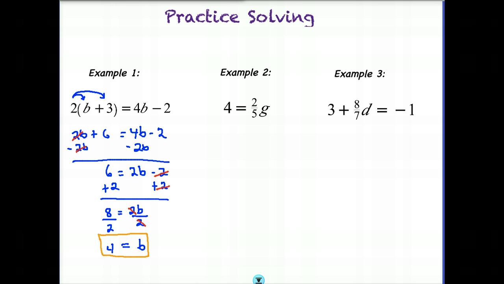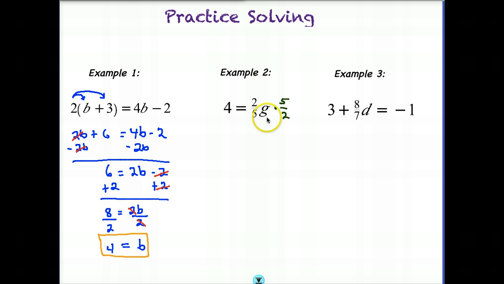Let's try example number 2. In this case, I have 4 equals 2/5 times g. So a trick that we can use, because we need to get rid of this 2/5, and it's being multiplied by the g, is to multiply the 2/5 by its reciprocal. Its reciprocal is 5/2. And if we take 5/2 times 2/5, think about what we get. 2 times 5 is 10. 5 times 2 is 10, so 2/5 times 5/2 gives us 10 over 10, which is just 1.